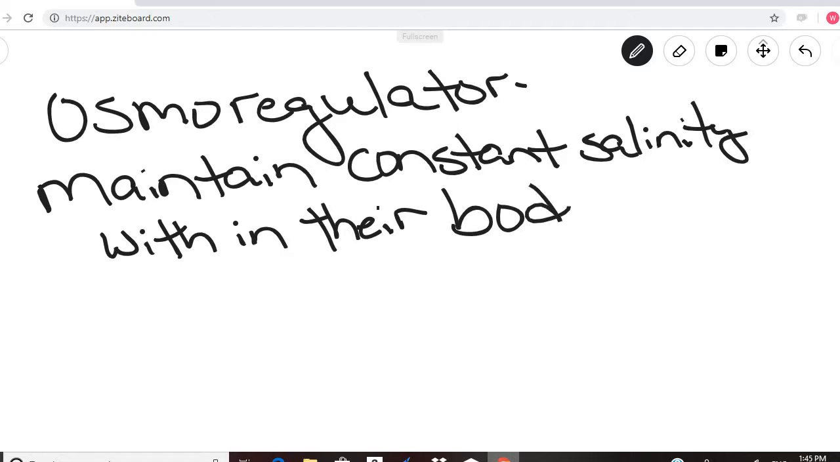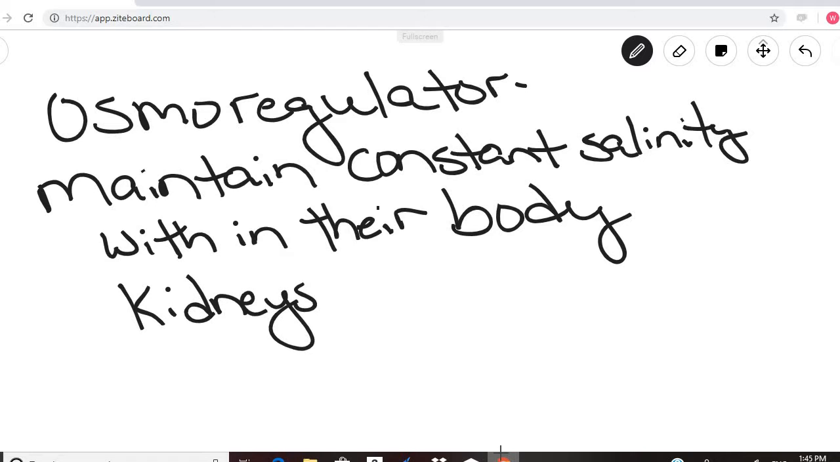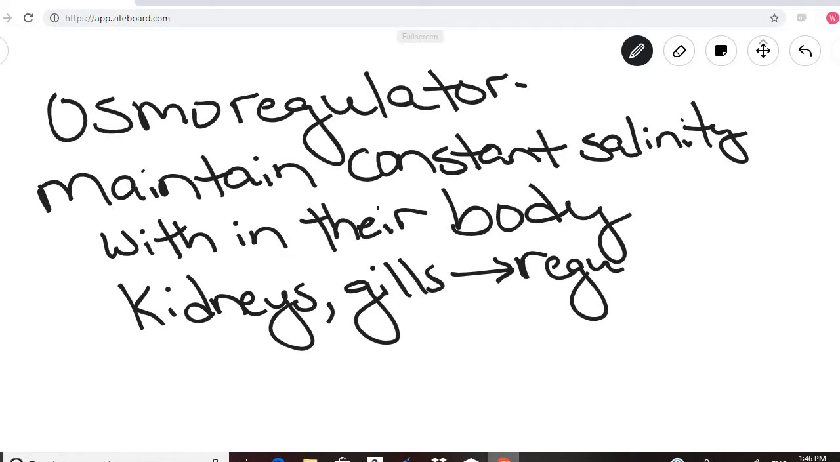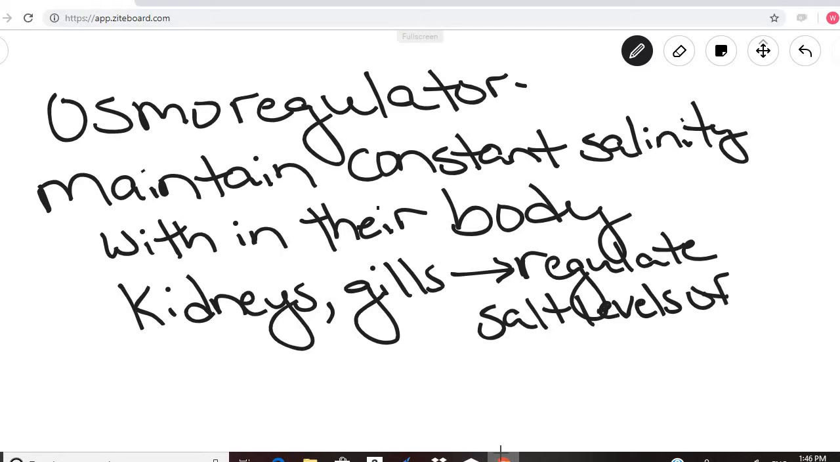And they do this because they have their kidneys and their gills have mechanisms in which they can regulate the salt levels of the body. So in this case, it doesn't matter for an osmoregulator as the salinity of their environment changes, they're able to keep their internal salinity the same.